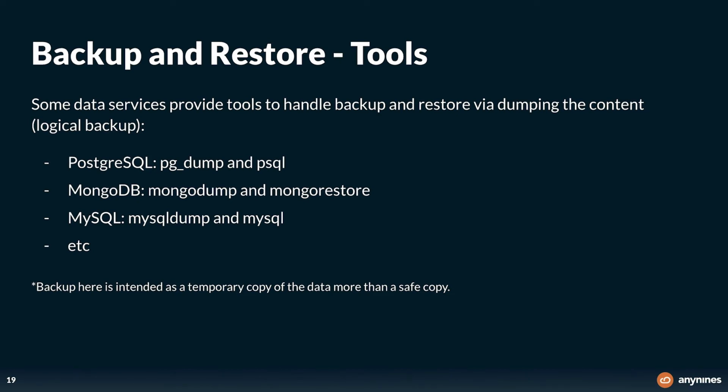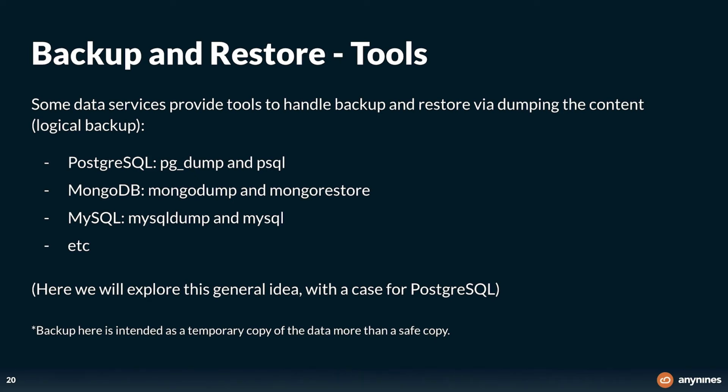Some other services use a different approach, like CockroachDB, for example, where you can store the backup directly on a blob store and restore from there, but the general idea still remains. These data services also offer other backup approaches, but there might be restrictions like the need for administrative permission to handle configuration, which most of the time is not possible. So let's focus on the approaches that are generally available for the application developer. In this talk, we'll explore the general idea with a case for PostgreSQL, using the anynines PostgreSQL framework, but the idea can be applied to any framework.